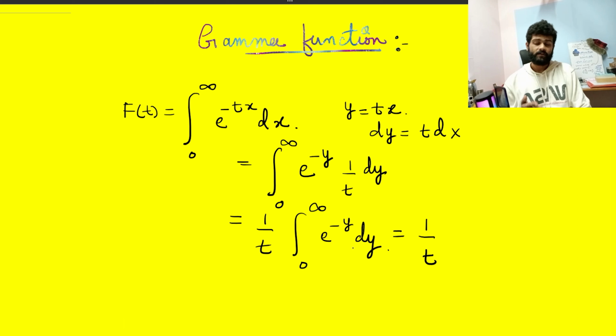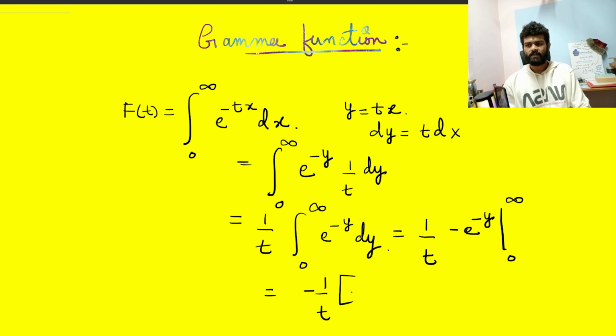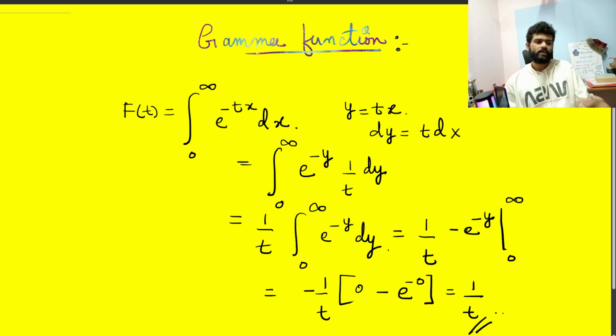Now the antiderivative of e to the power minus y is basically minus e to the power minus y, because if you differentiate this, you get e to the power minus y. So now you can apply the limits, 0 to infinity. This is going to be 1 by t, with a minus sign here, and then e to the power minus infinity is 0, minus e to the power minus 0, which is 1. So you're going to get 1 by t here.